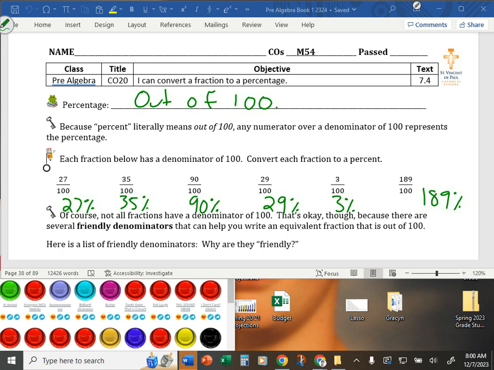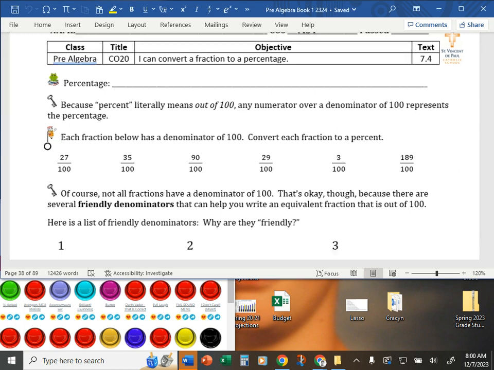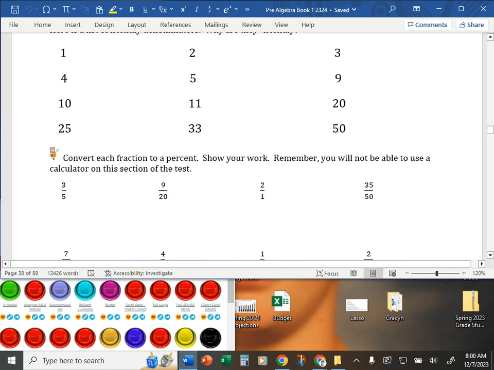However, as we know, we don't always have fractions that are out of 100. Luckily, there are some denominators that are friendly, so that if we have a fraction like 3/5, we can still convert that to a percentage. What do we have to do first? Turn the denominator to 100. Have we done that before? We've converted fractions and written equivalent fractions out of 100 before. What would you have to do to that 5 to turn it into something over 100? Times it by 20. Yes, and that's why it's friendly.